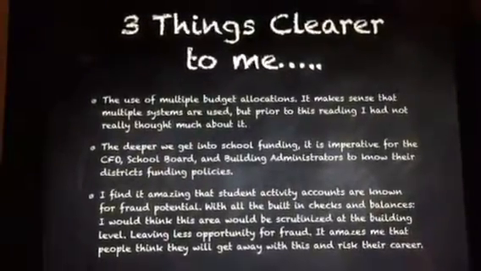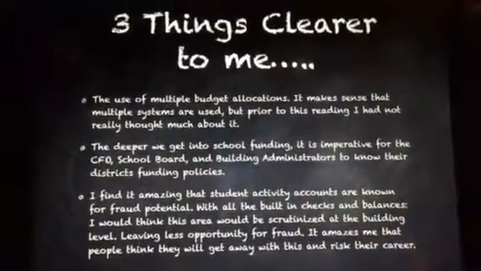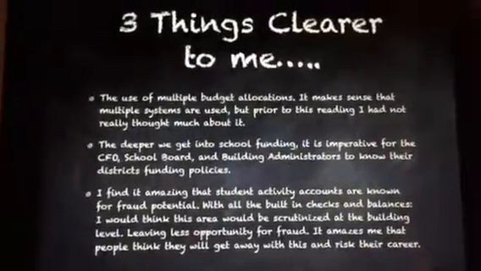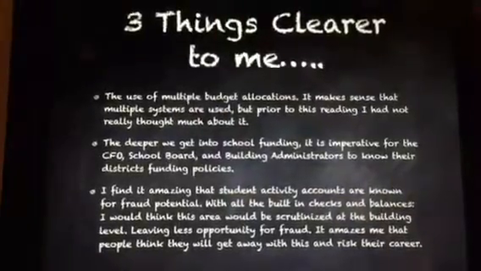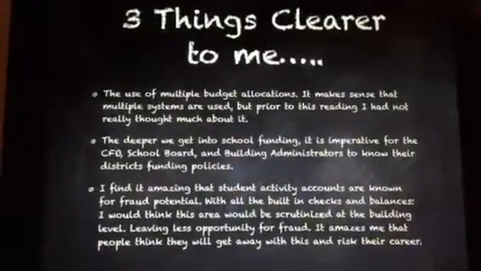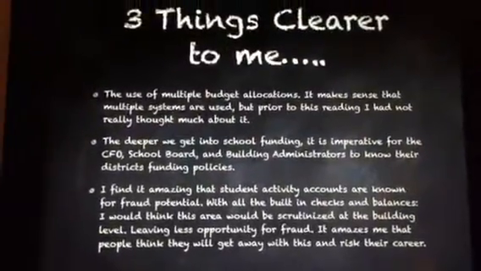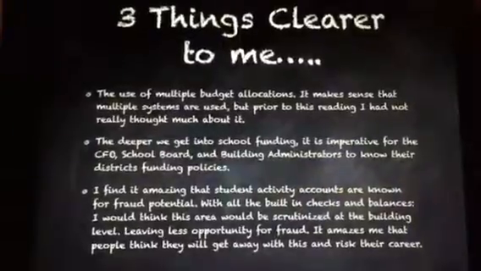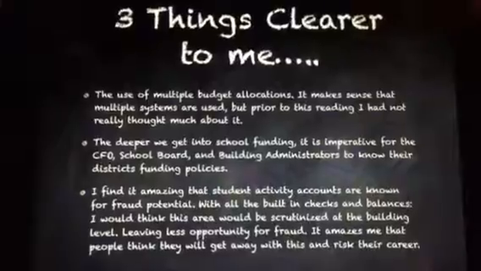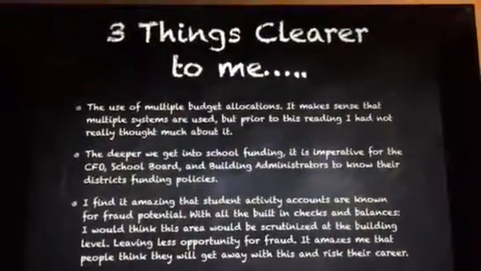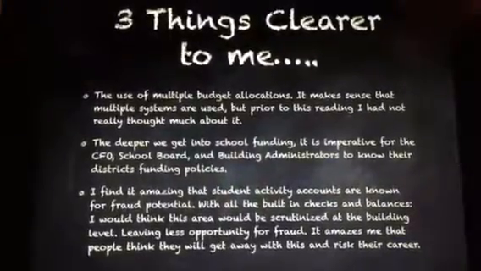I find it amazing that with student activity accounts, one of the big things the chapter pointed out was their fraud potential. With all the built-in checks and balances, I would think these would be heavily scrutinized at the building level, and not as open to these kinds of things. With technology and ways of tracking funding and the different ways of handling money, I would think that would be less of an issue anymore, but the text seemed to make it like it was a huge deal.